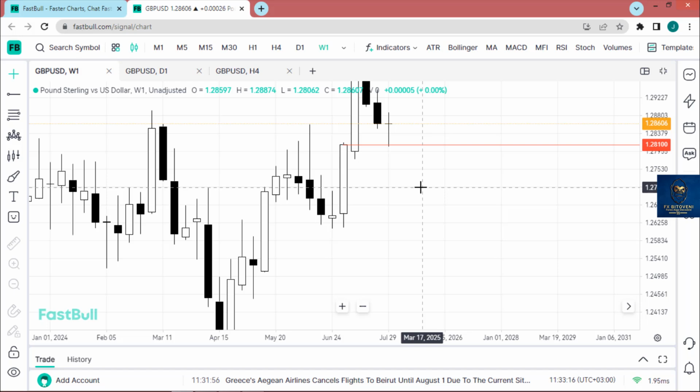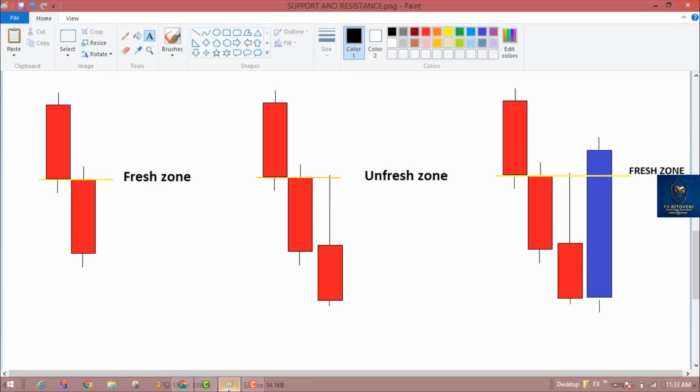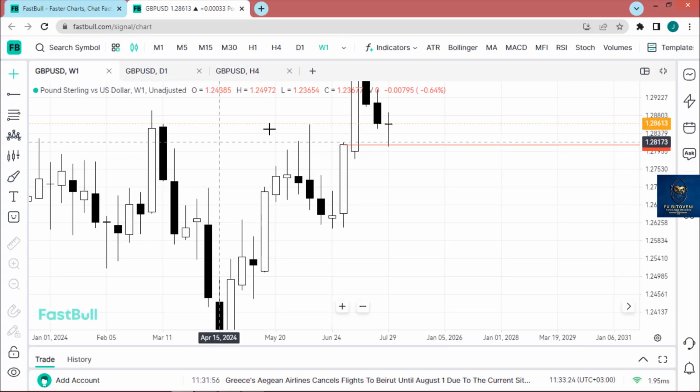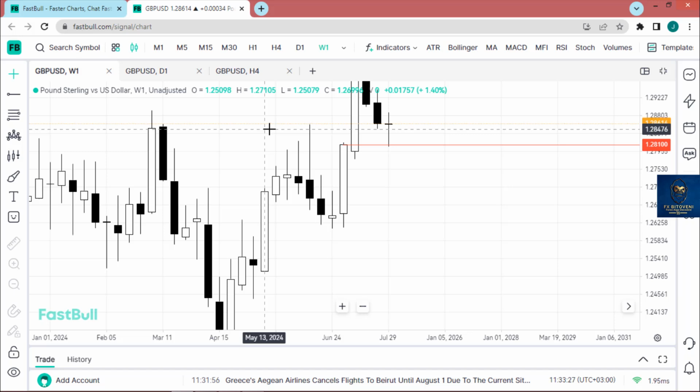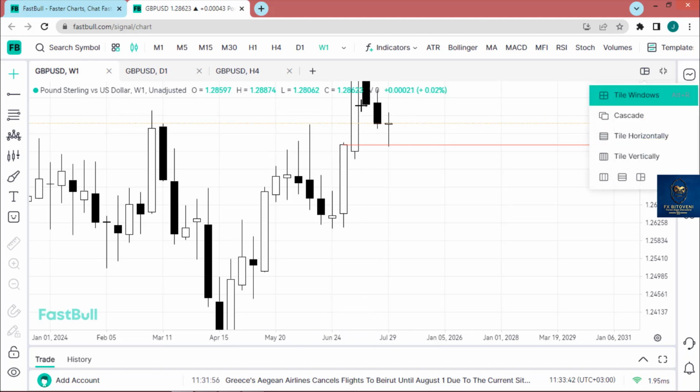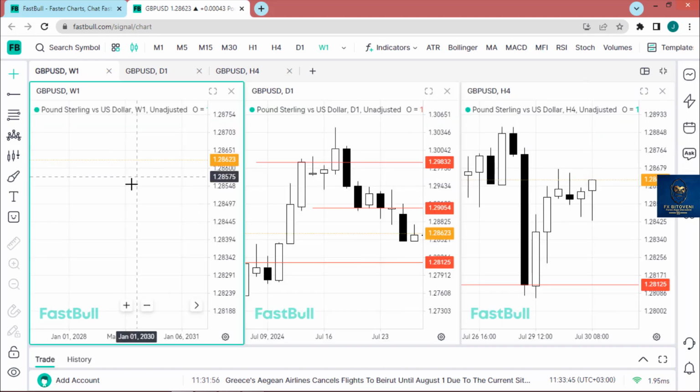So I think this is it for this video. We'll be using FastBull when we are doing multiple analysis, because we'll be able to see the chart on multiple time frames at the same time without switching. I'll be showing you what happens on weekly, daily, and 4 hour on the same screen. That will be very, very good.